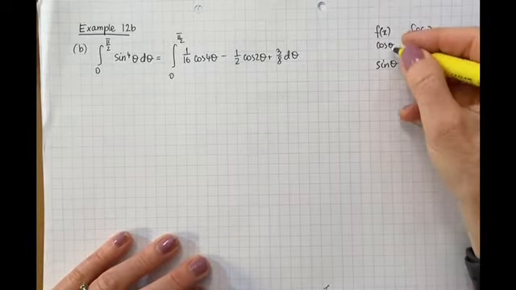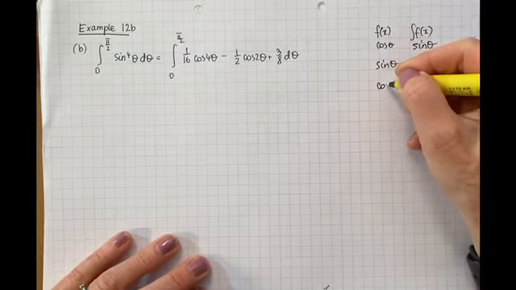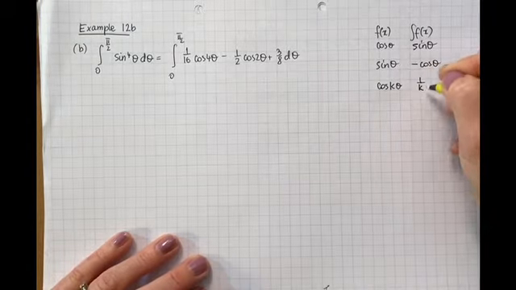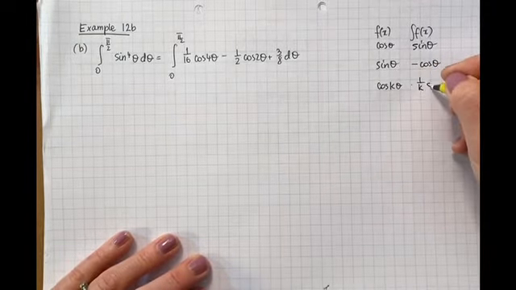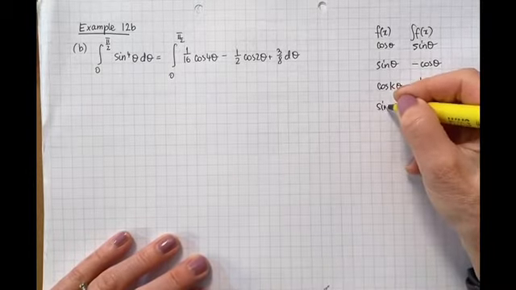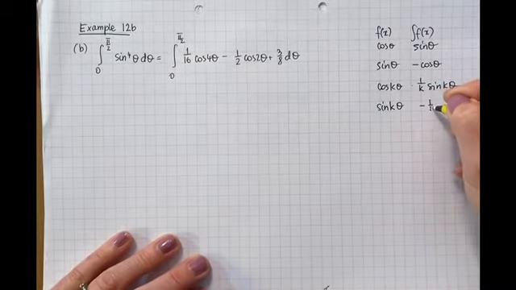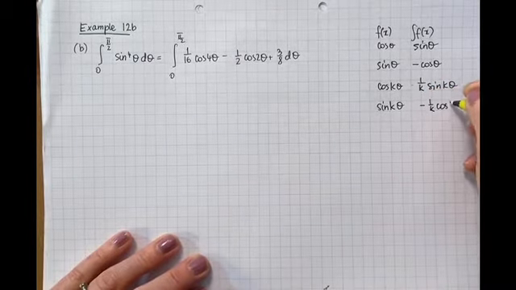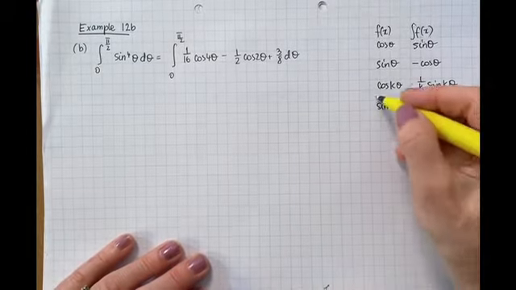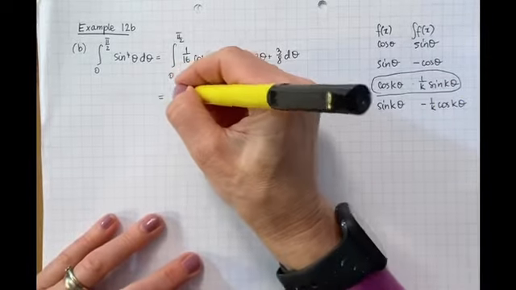Now if you've got a k in front of theta, for example cos k theta, that goes to 1 over k sine k theta, and if it was sine k theta, that would go to minus 1 over k cos k theta. Okay, so over here we've got to use this result to do the integration.